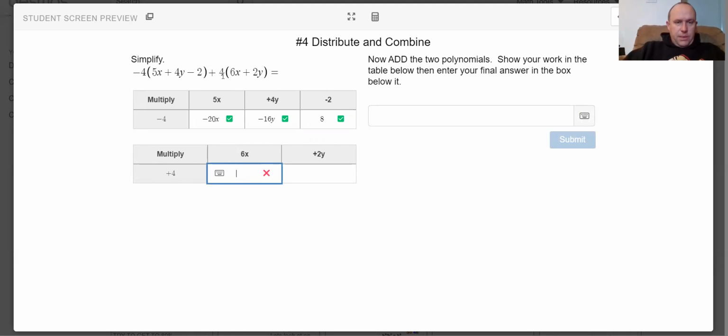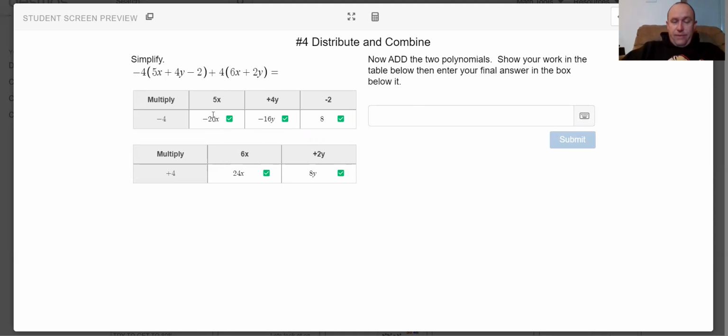And for this one here, positive 4 times 6 is 24. And as there's an x, 24x. And 4 times 2y, 4 times 2 is 8. And there's a y, I'm going to put 8y. Now, it says we're adding the polynomials together. So we already distributed the plus through. So we're literally just combining terms right now.